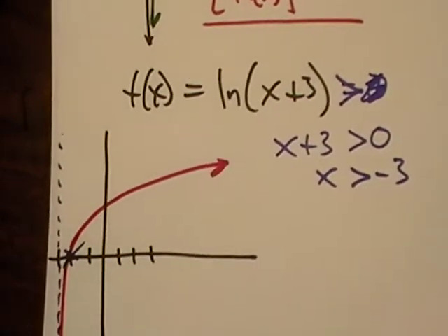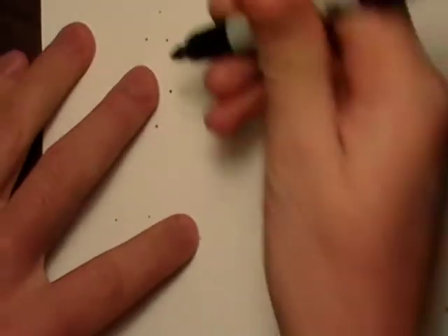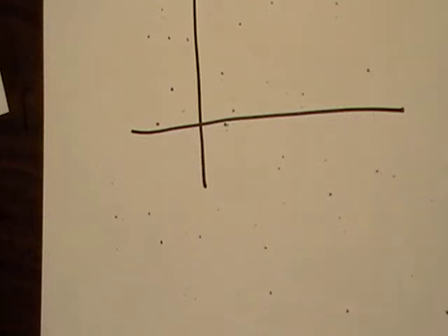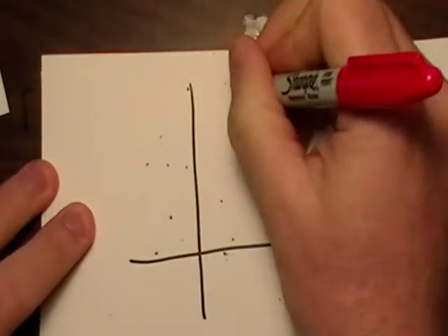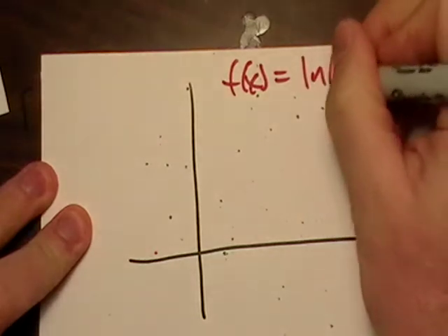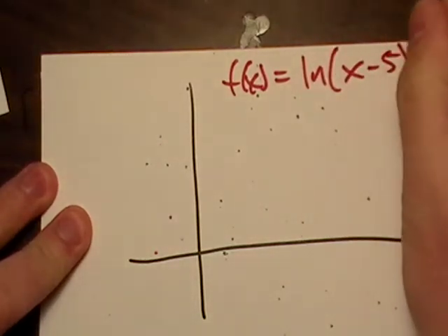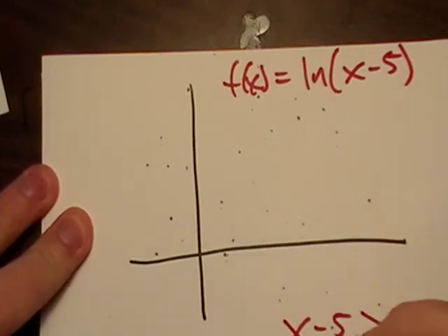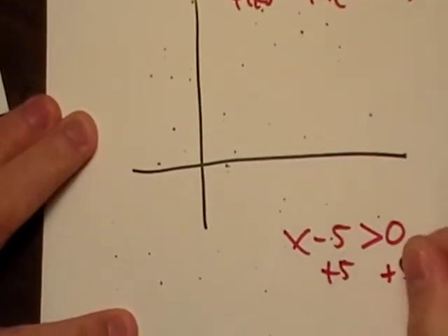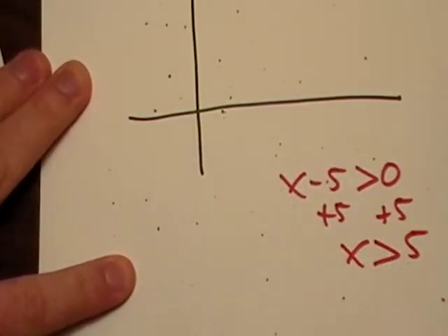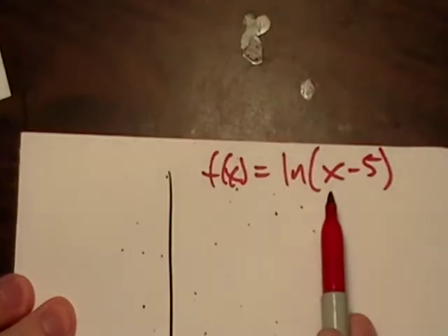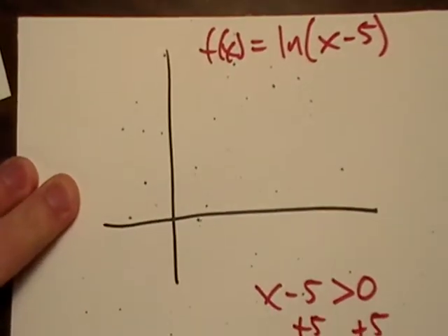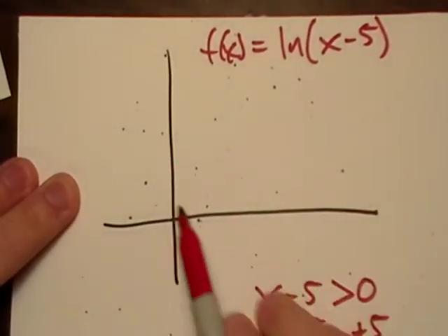Let's see here, how about we do one more? Never hurts, and it looks like I've got enough time. Let's interest ourselves in f of x equals natural log of x minus 5. Well, x minus 5 needs to be greater than 0, doesn't it? So x has to be greater than 5, right? Because if x is 5, then we end up taking the natural log of 0 again, and that's a big no-no.